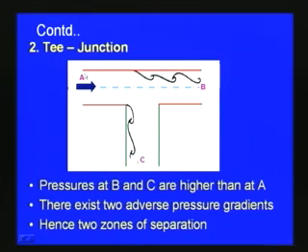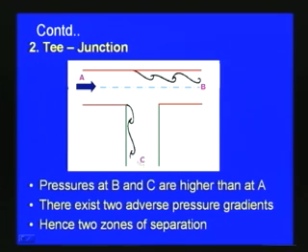And then the second case is a T junction. This is another example where the flow is coming from this direction and then it will be going in the direction of B as well as in the direction of C. Here the pressures at B and C are higher than at A, depending upon the case, and there exist two adverse pressure gradients with respect to A. So, in this case there is a possibility of two zones of separation as far as the boundary layer is concerned. Here the boundary layer will be formed and then the separation, and here again the boundary layer formation and the separation.